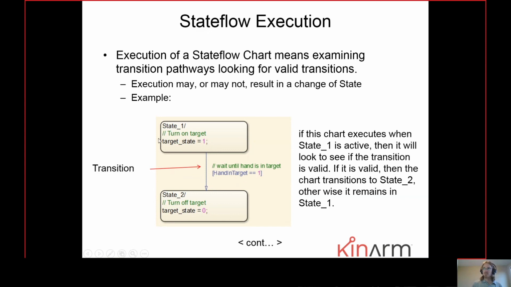As this chart is executing, every millisecond, it's going to be saying, oh, is the hand in the target? Nope, I'm staying here. Is the hand yet in the target? Nope, I'm staying here. Ah, the hand is now in the target. I'm allowed to transition. As soon as this condition is found to be true, this transition is taken, and then this code is executed. So in this case, we're turning the target off. Does that make sense to everyone, hopefully?